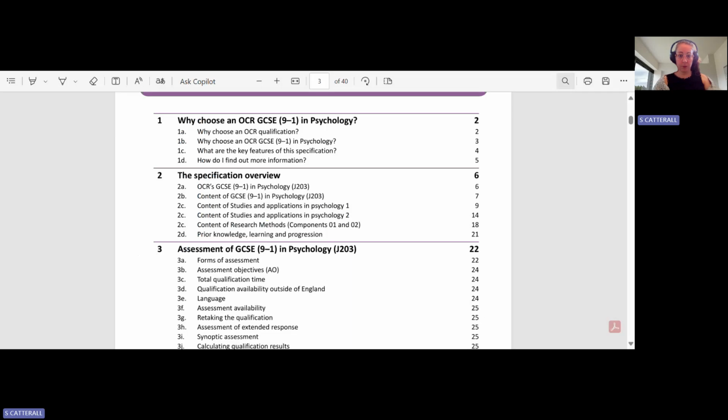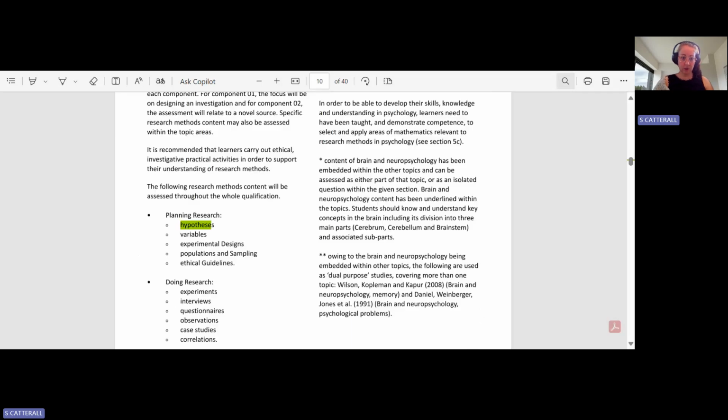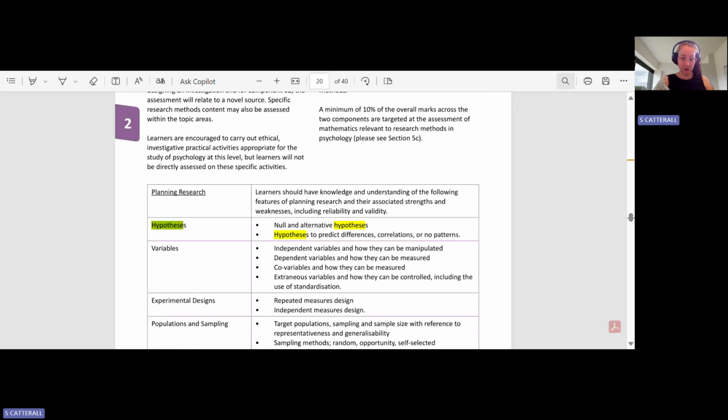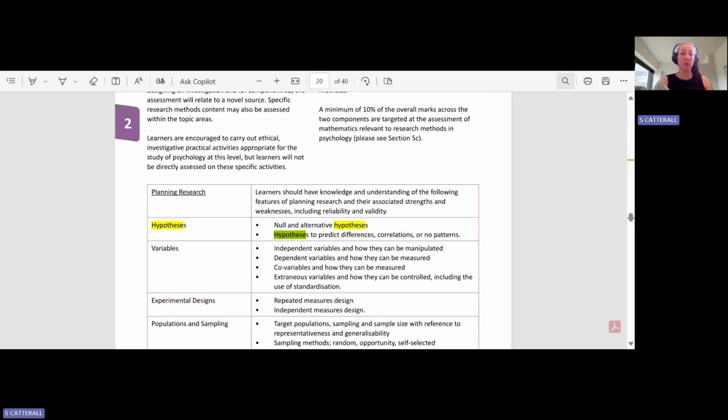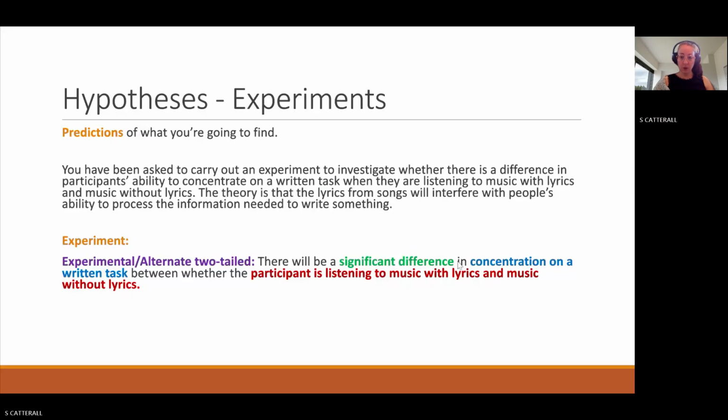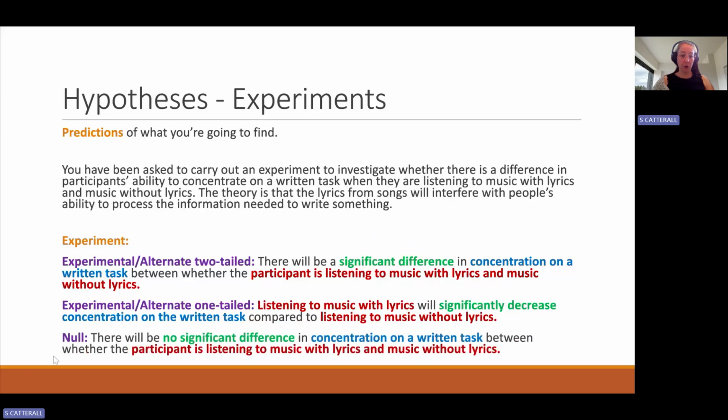Let's see what it says about hypotheses. So obviously this is the spec of things that you need to know. It only says about null and alternate. It doesn't say anything about one-tailed and two-tailed, so you don't need to worry about that actually. So all you need to know is the difference between an experimental and a null hypothesis.